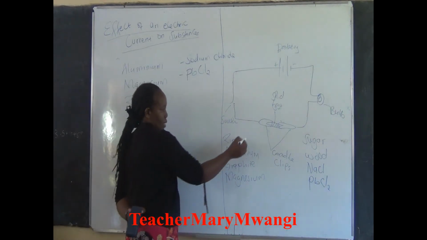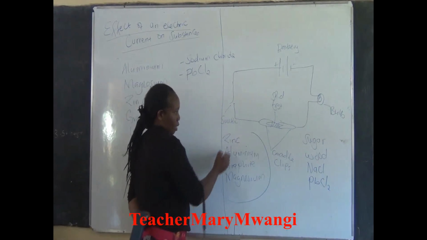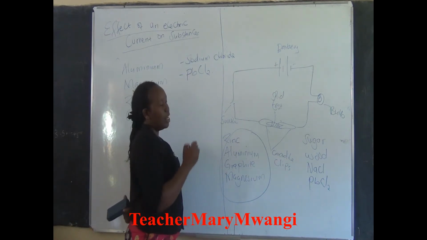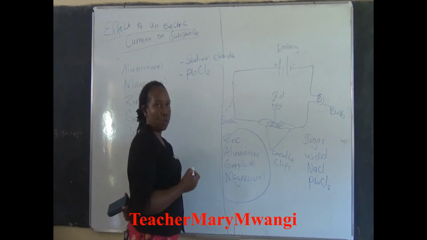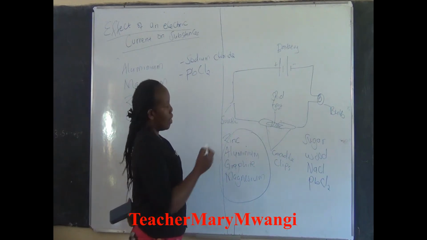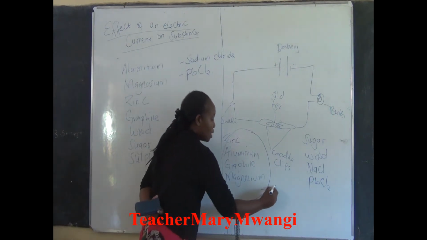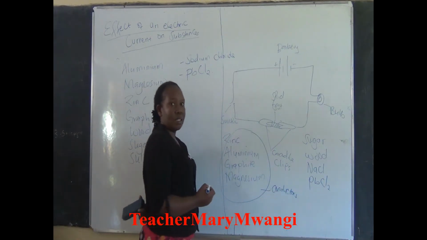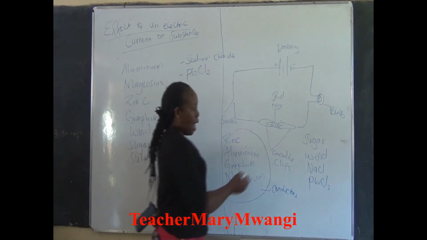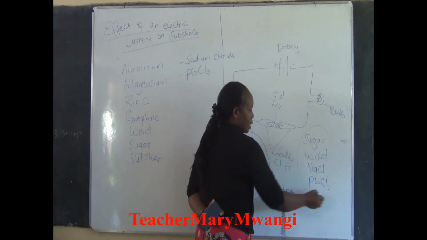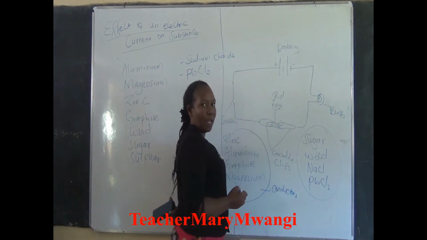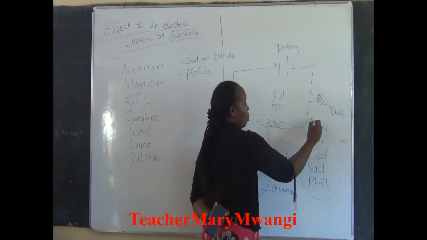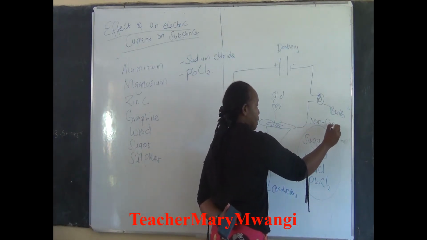Now, these substances that are in solid state and allow an electric current to go through are the ones that we refer to as conductors. And these solid substances that do not allow electric current to pass through them are the ones that we refer to as non-conductors.